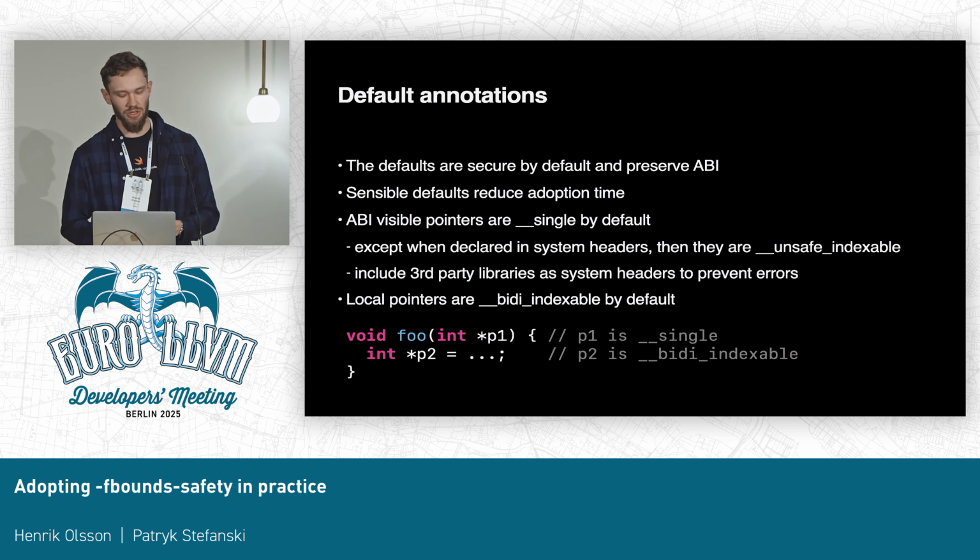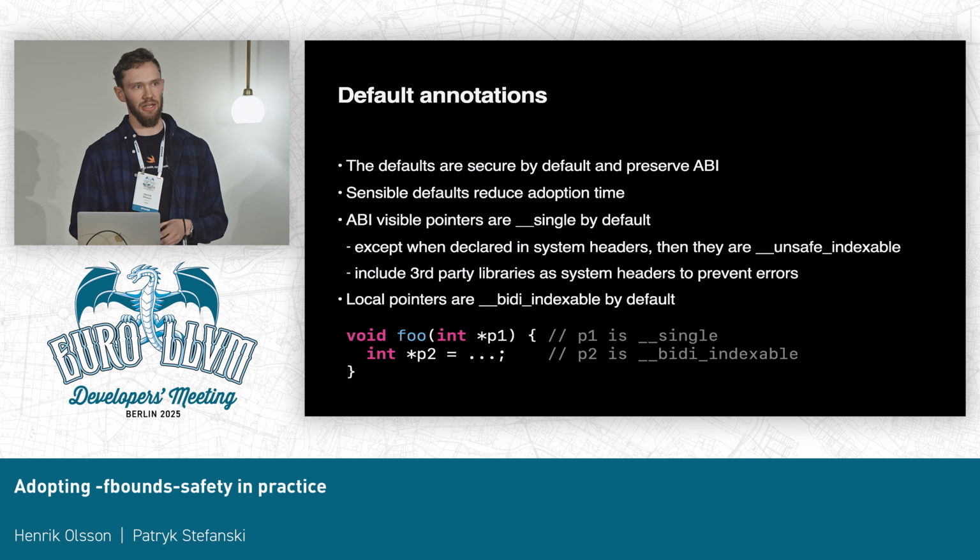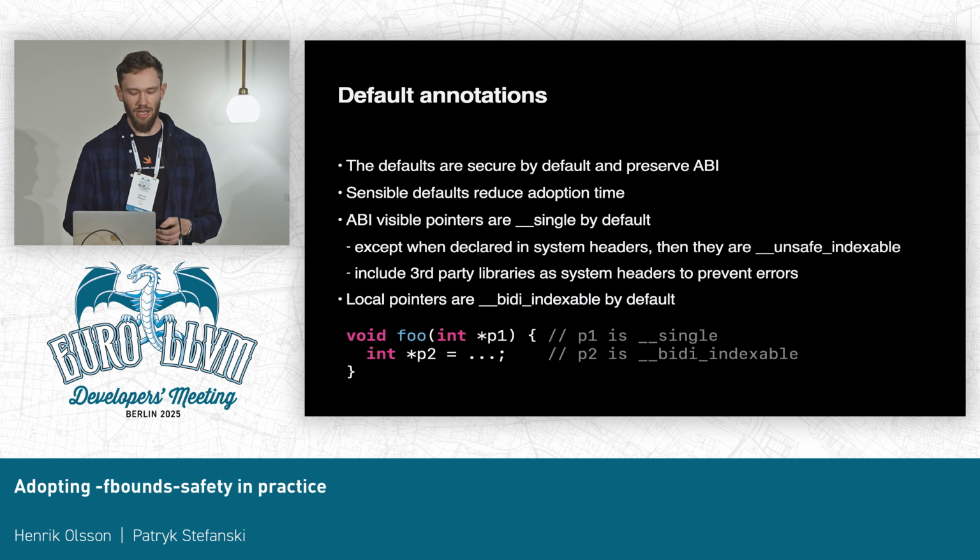For local variables, they're all implicitly byte indexable. The compiler is usually able to optimize away the unnecessary bounds if you don't use the full power of byte indexable, so the overhead isn't as big as if it were on the ABI surface. Of course, you can always override these with explicit annotations, but if there's nothing there, these are the defaults.